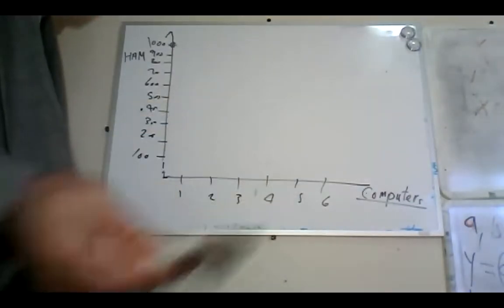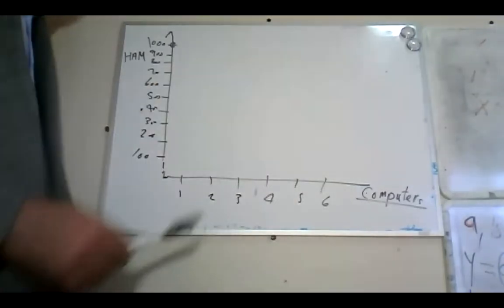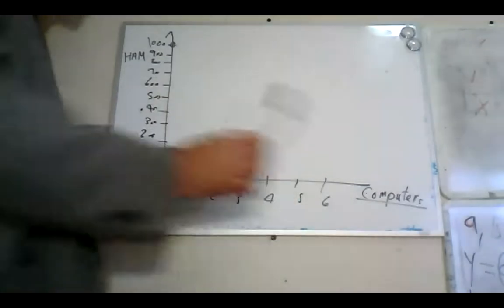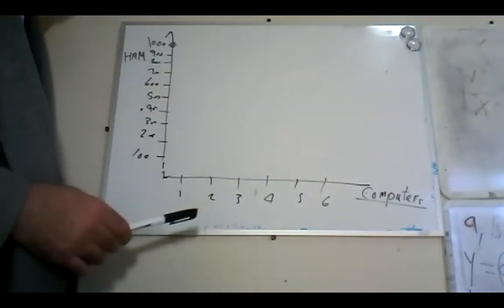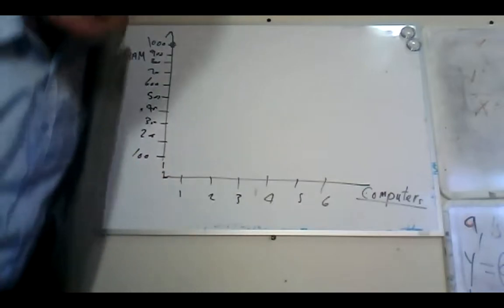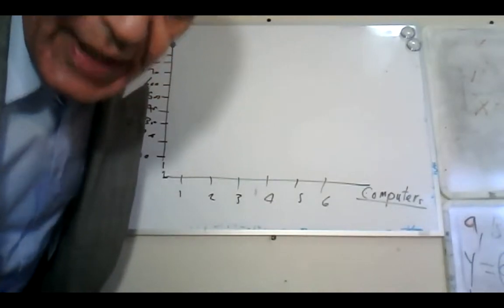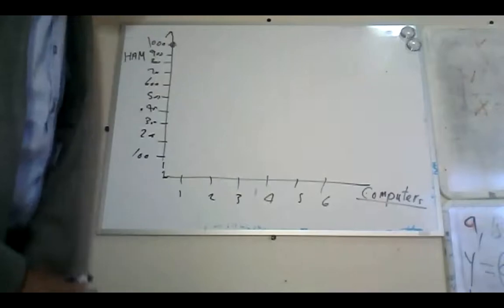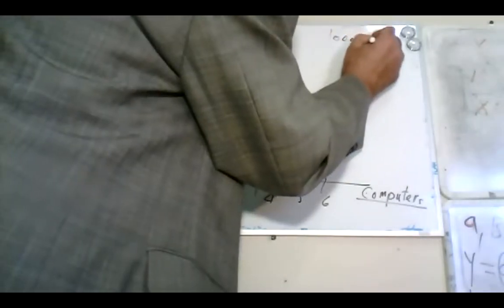From the data, I have computers from 1 to 6, or from 1 to 3, but I make it to 6. And I have the ham from 0 to 1,000 units. Now, the first point, like he told me in the example, let us check it, is 1,000 ham and 0 computers. That's fine.